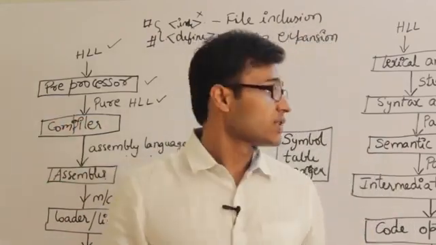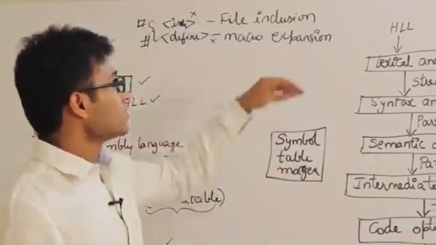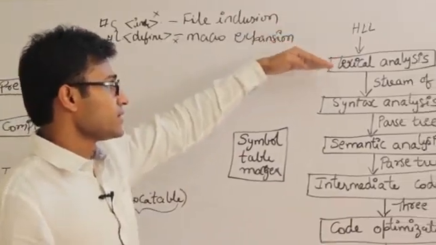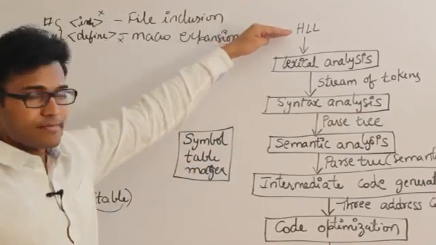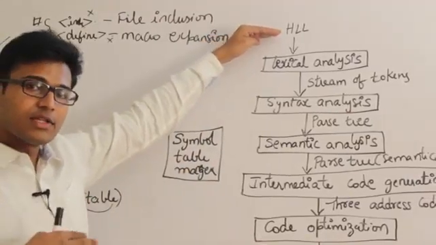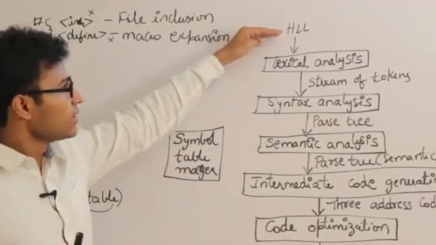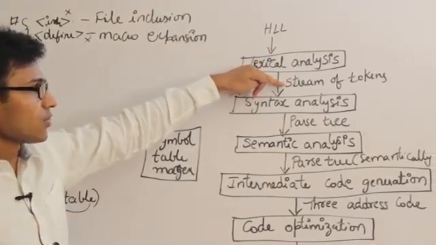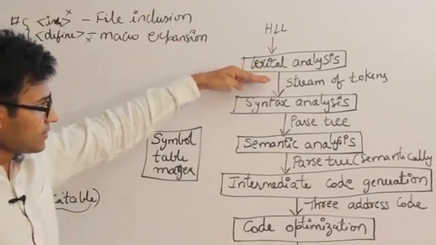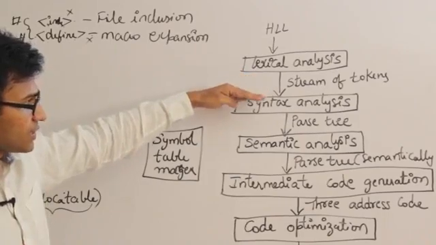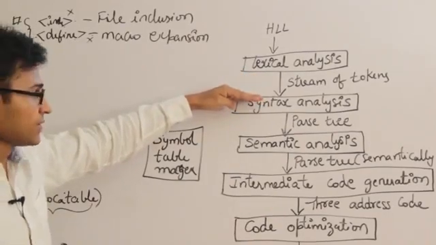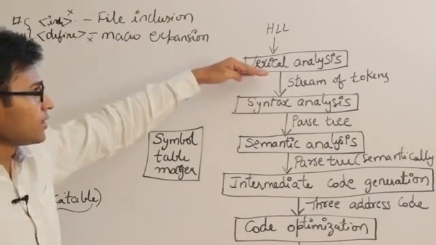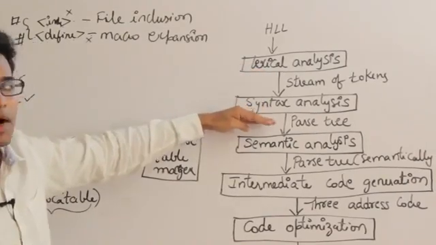So let's see what are all the phases available in a compiler. The first one is the lexical analysis phase. The lexical analysis phase will take the program, read it, and then convert the program into tokens. That is also called a stream of tokens. Next, this stream of tokens will be given to the syntax analyzer. The syntax analyzer is also called a parser sometimes, and it is going to take the tokens and convert them into a parse tree.